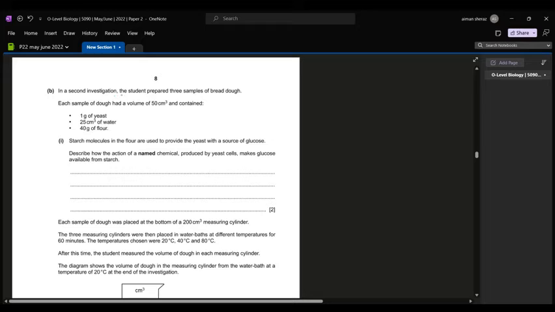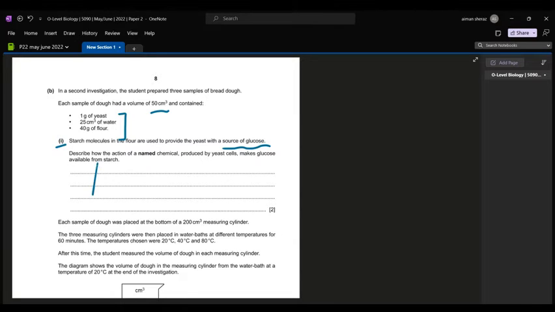Part B. In a second investigation, the student prepared 3 samples of bread dough. Each sample of dough had a volume of 50 centimeter cube and contained 1 gram of yeast, 25 centimeter cube of water, and 40 grams of flour. Part 1. Starch molecules in the flour are used to provide the yeast with a source of glucose. Describe how the action of a named chemical produced by yeast cells make glucose available from starch.